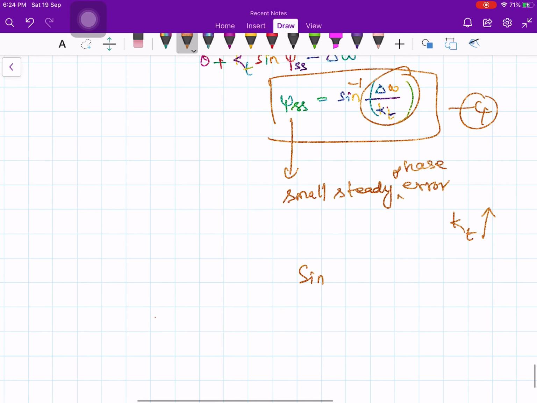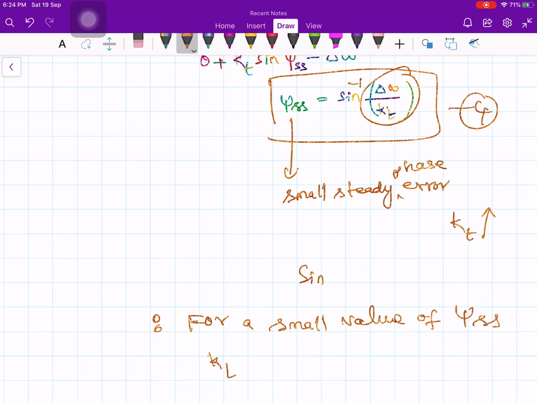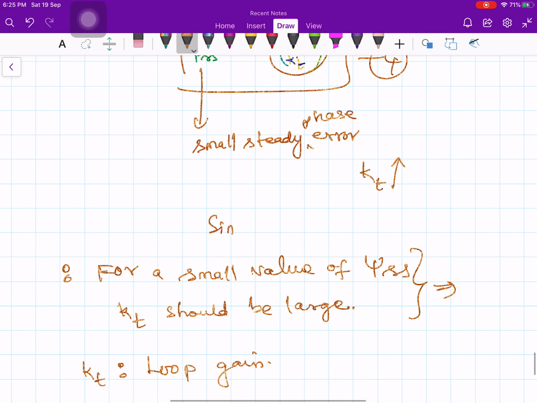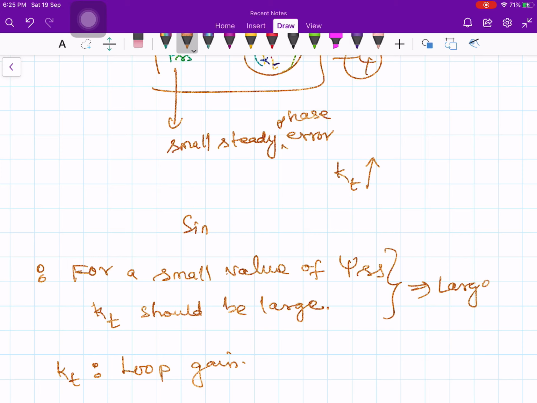Therefore the conclusion is, for a small value of steady state phase error, k suffix t should be large. Now what is k suffix t? It is the loop gain. Therefore this whole point implies large loop gain. If the loop gain is large, then the steady state phase error will be small.